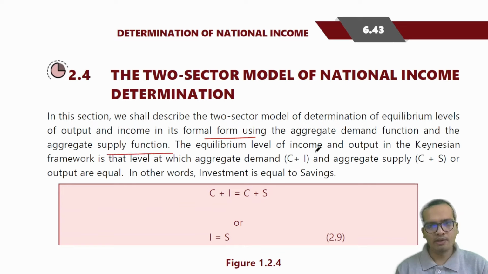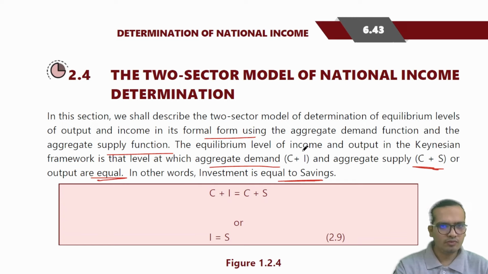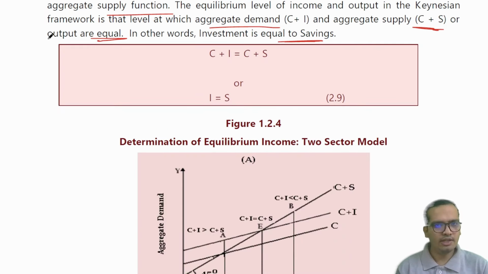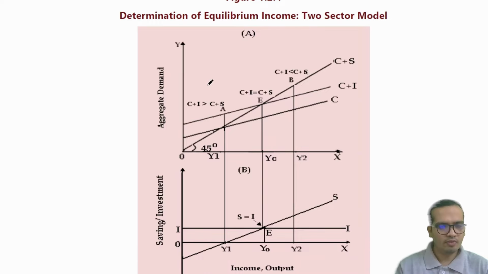The equilibrium level of income and output in the Keynesian framework is that level at which aggregate demand, C plus I, and aggregate supply, C plus S, or output are equal. In other words, investment is equal to saving. Then we have the formula for that: C plus I equals C plus S, or I equals S. So, determination of equilibrium income, two sector model. Aggregate demand, we have aggregate savings or investment, just like earlier.